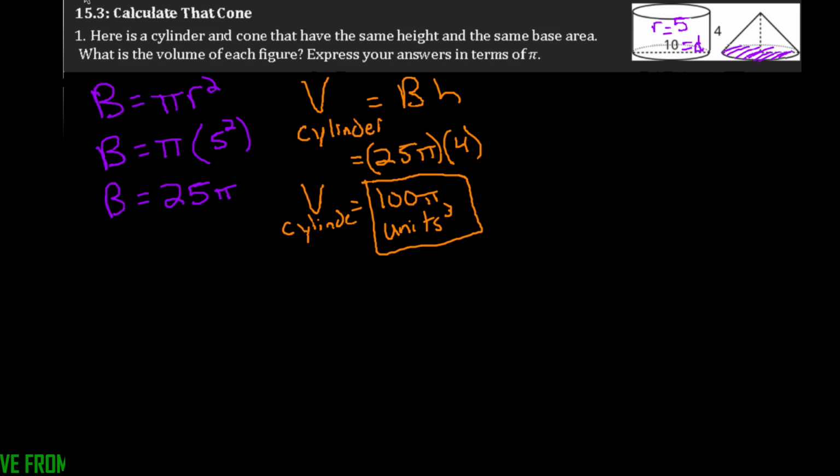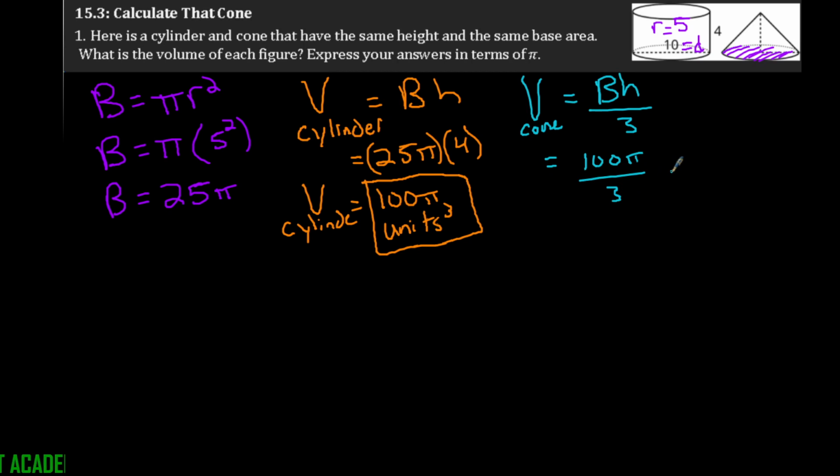However, now we have to find the volume of the cone. So again, the volume of that cone is going to be a similar setup. It's going to be big B times h, our area of base times our height, divided by 3 now. Still B is going to be the same, so this is equal to 25 pi times 4, or actually, let's do it like this, it's going to be 100 pi divided by 3 units to the third power.